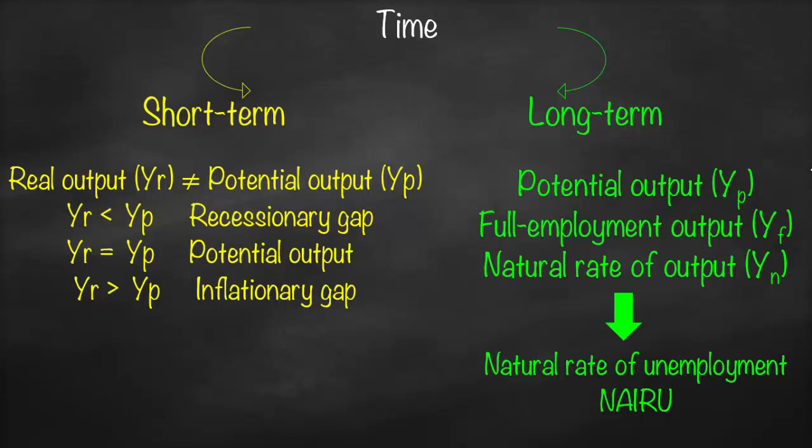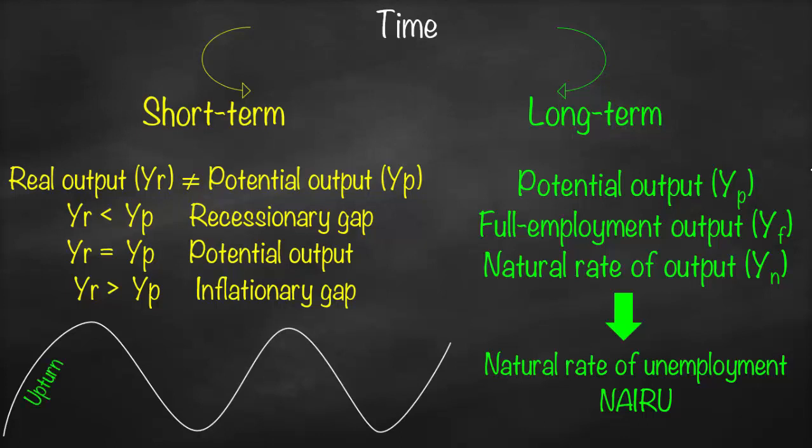Therefore, in the short term, what will happen to our real output? It will fluctuate, which means we will have a business cycle. It will go upward, which we call an upturn, and then it will go downward, which we call a downturn. We will have an expansion, and it will be followed by a contraction. We will have a recovery, which will be followed by a recession.